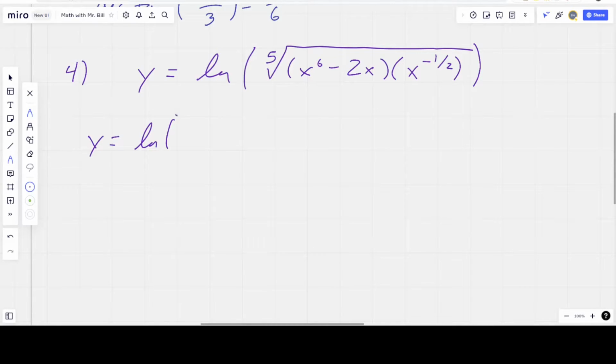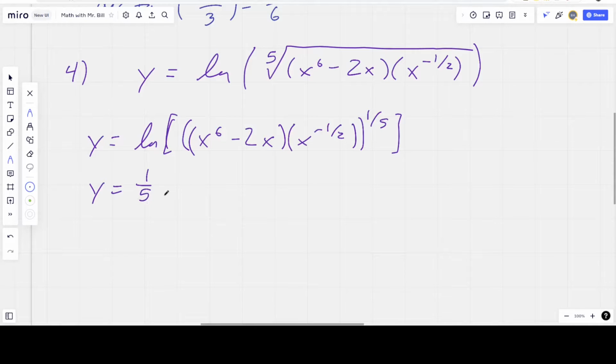All right, so I've got the natural log of, and then I'm going to take that fifth root and put it up as an exponent here. So we get all this, and then all of this is raised to the 1/5 power. So this 1/5 now can come out front because it's a power inside a logarithm. So we've got y equals 1/5 times the natural log of now just a product, x to the sixth minus 2x times x to the negative 1/2.